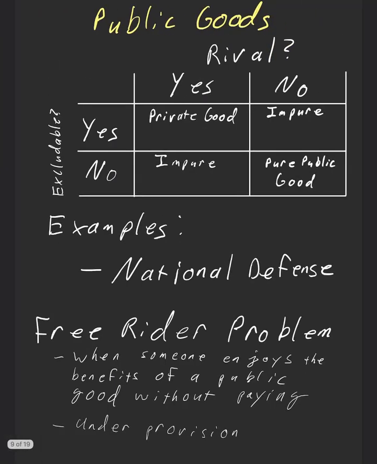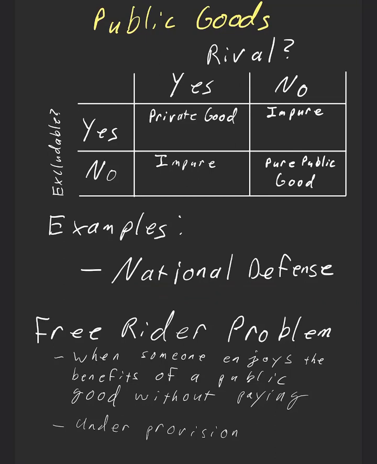Okay, so let's make a little analysis tool here. This is just rival and excludable. If it is rival and it is excludable, we call that a private good. Ice cream, Snickers bar, the bottle of water in your hands, that's a private good. Okay? If it is not rival and it's not excludable, that's a pure public good.